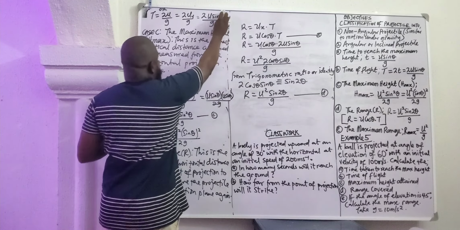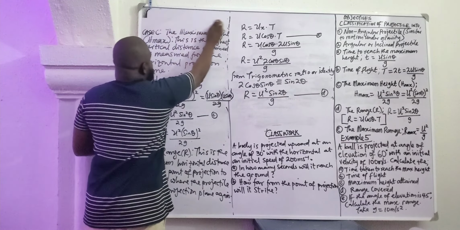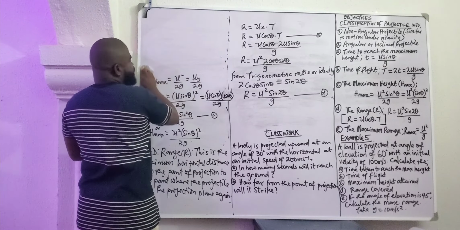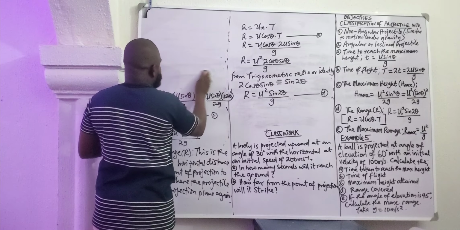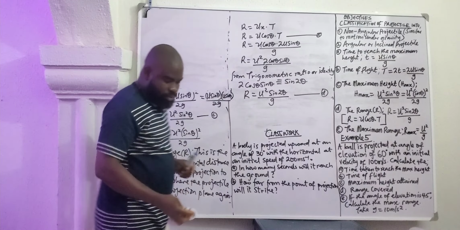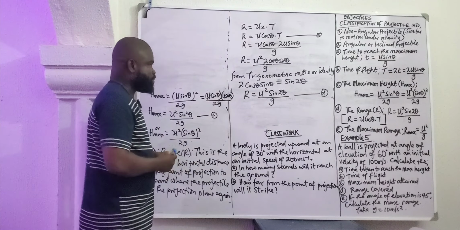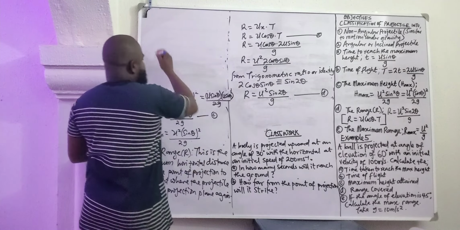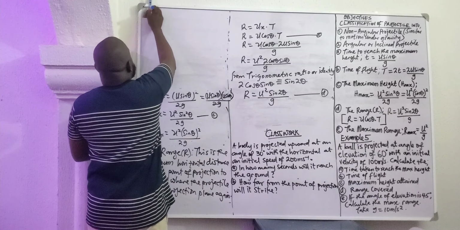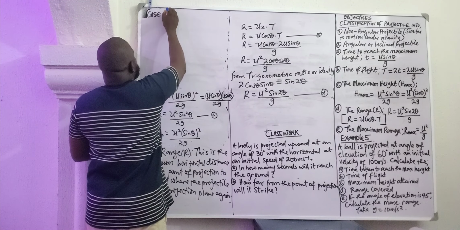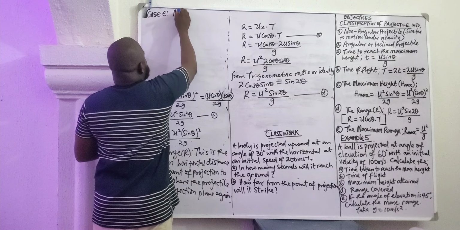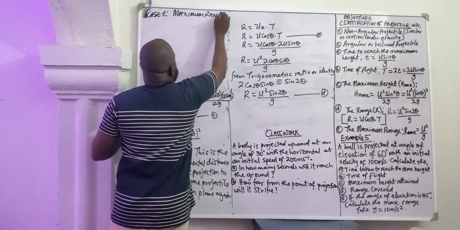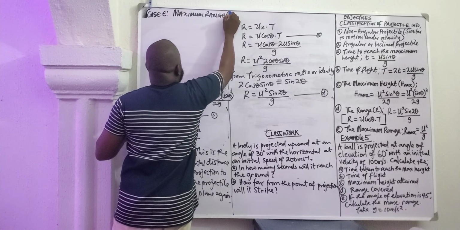Now, the maximum range is obtained only when the angle of projection is 45 degrees. That's a very popular question. They tell you, at what angle of projection is the range maximum? So the maximum range is obtained when the angle of projection is 45 degrees. We call that R max.